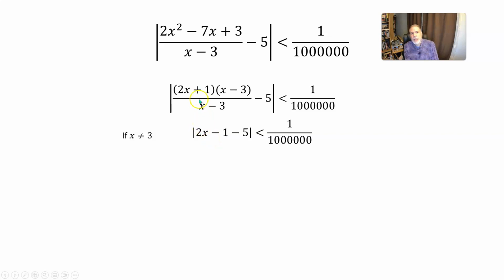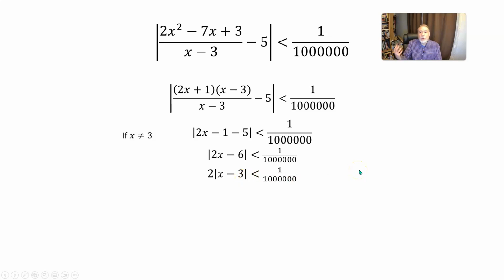Sorry, that should be a minus 1. That should be 2x minus 1, and then the x minus 3's cancel. And then, of course, 2x minus 1 minus 5 would be 2x minus 6. So we're saying that the absolute value of 2x minus 6 is less than 1/100000th. And we can factor that into the absolute value of 2, or just 2, times the absolute value of x minus 3 being less than 1/100000th.